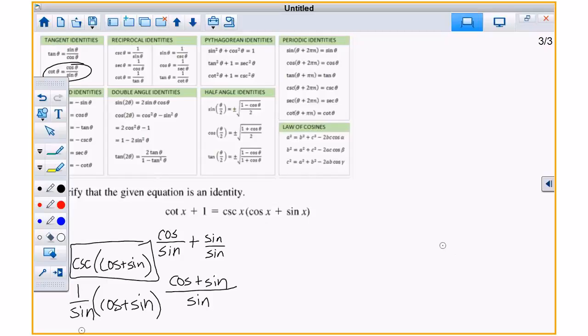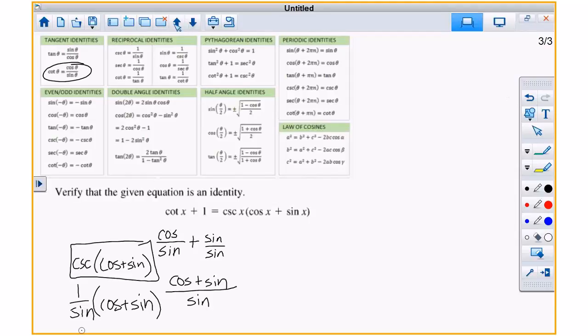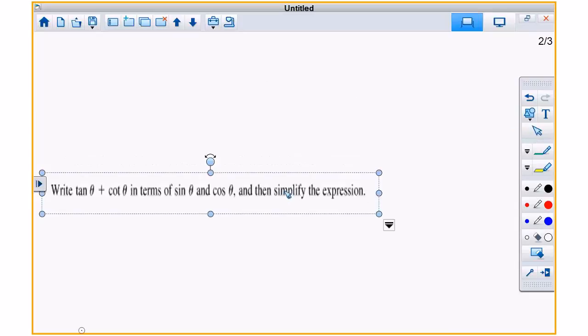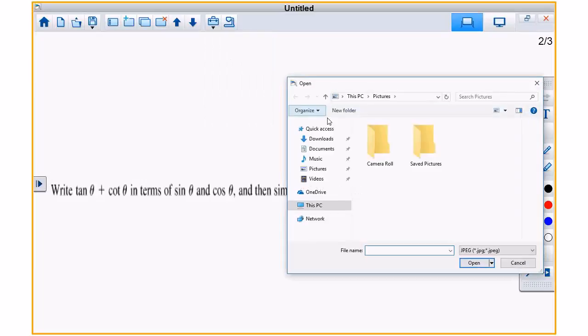So let's do a nerd. Let's go to the next page. Okay, rewrite this one. It says write tangent and cotangent in terms of sine and cosine. And you're going to see that a lot in terms of some kind of sine and cosine because that's what they're trying to get you to do. The old rule of write everything in terms of sine and cosine.